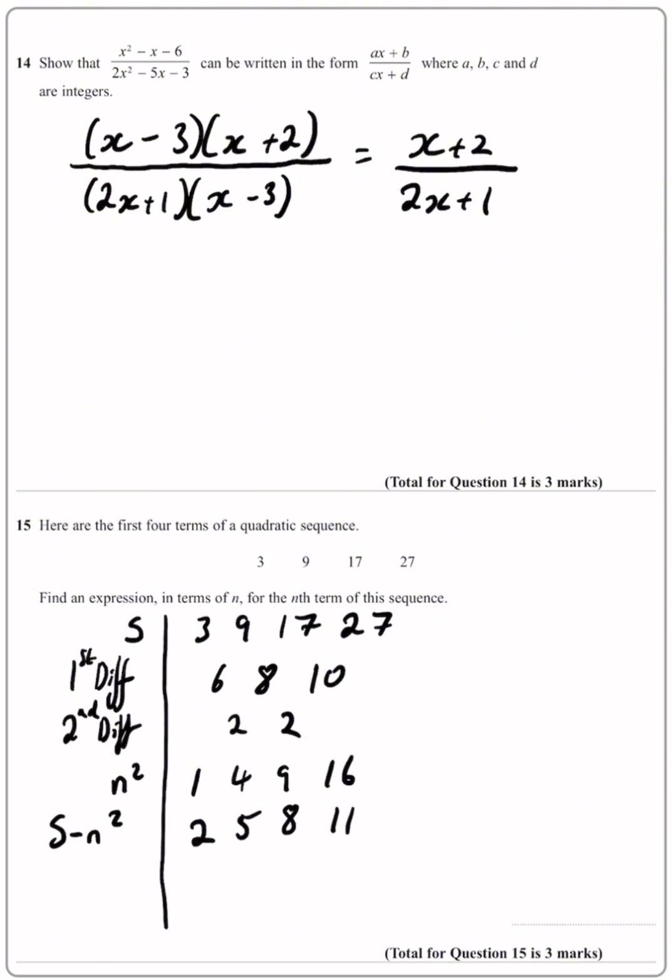That is a linear sequence. It's one less than the 3 times table, so we'll call it 3n minus 1. So S subtract n squared is 3n minus 1, add n squared to both sides. Our original sequence was n squared plus 3n minus 1.